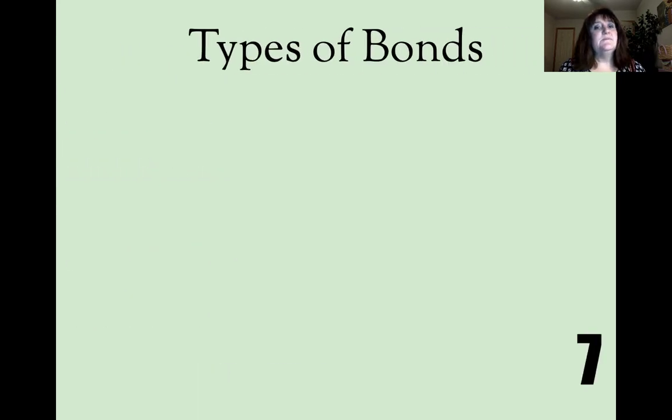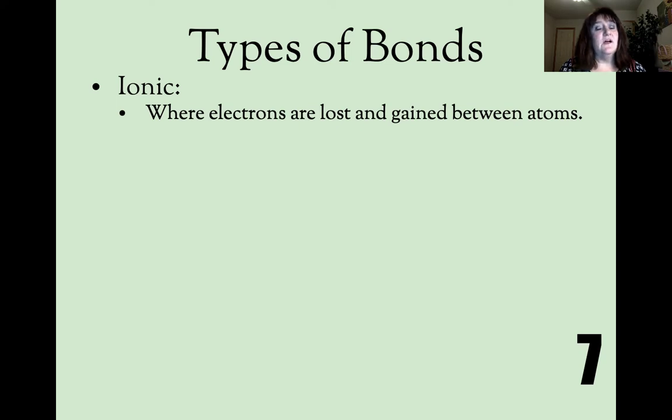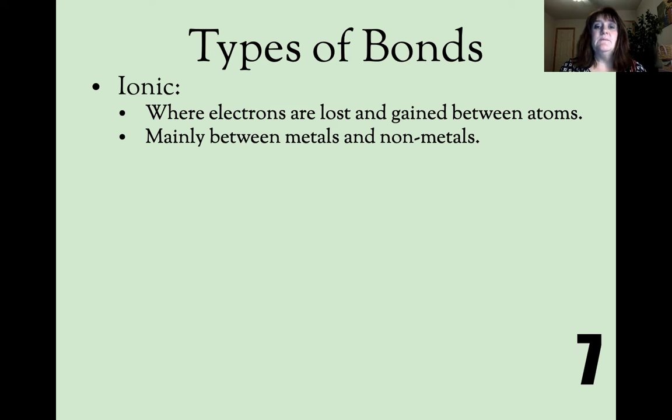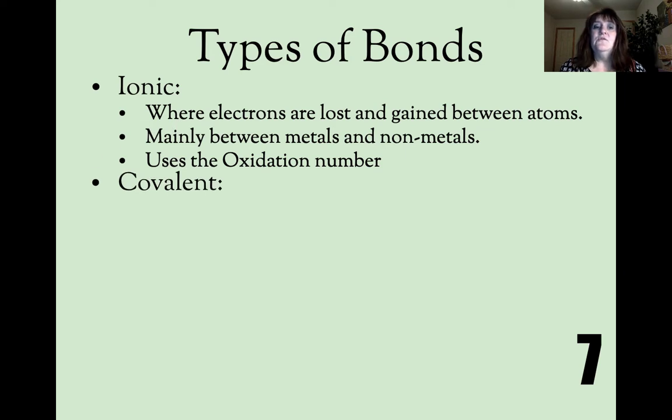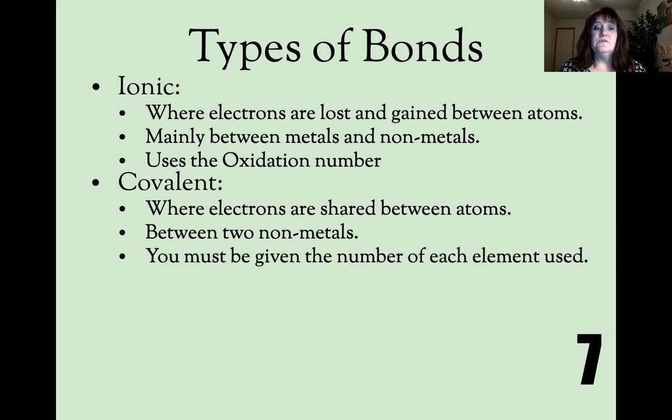Now let's look at the types of bonds. There are ionic bonds, where electrons are lost and gained between atoms. It occurs mainly between metals and nonmetals, and it will use the oxidation numbers. Covalent is the second kind of bond that we will study. It is where the electrons are shared between the atoms, and it occurs between 2 nonmetals.